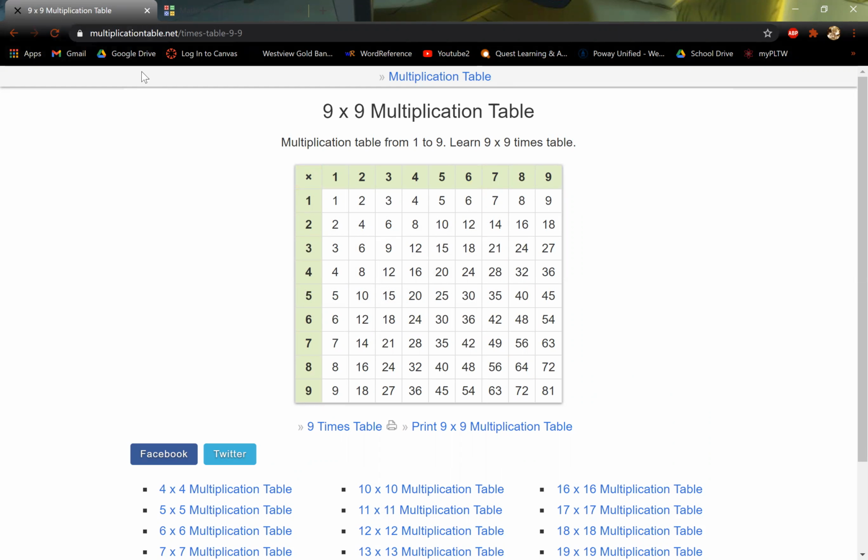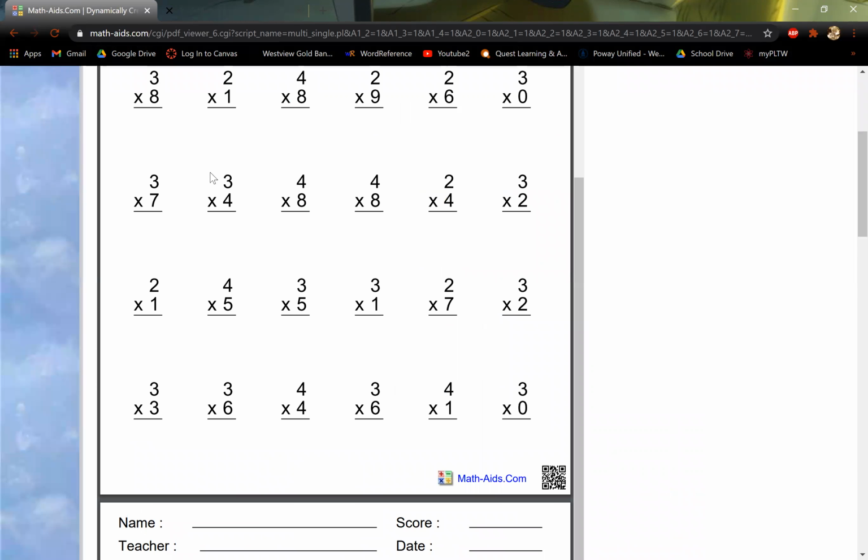So these two sites, the multiplication table, as well as simple math worksheets, so typing in multiplying worksheet, are good resources to use when looking for a way to practice your multiplication. That was just a little bit of what we covered today.